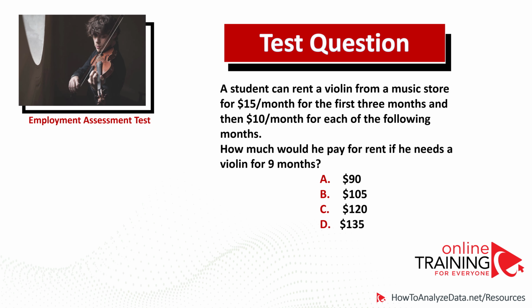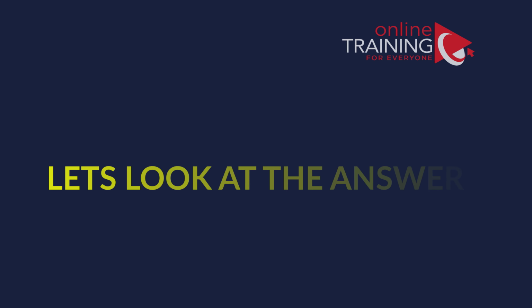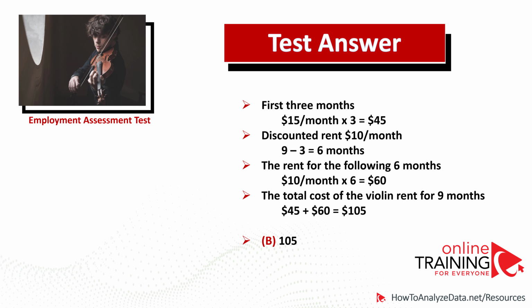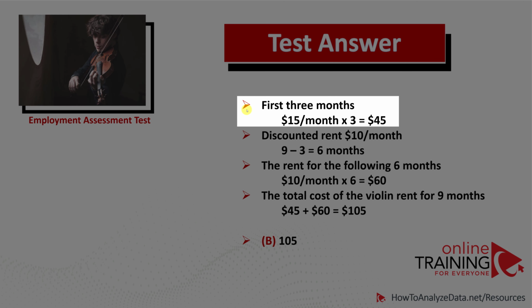Do you think you know the answer? Let's see if we can get to the correct solution together. To calculate correct values, we need to do 2 separate calculations. First, we need to calculate the value for the first 3 months, which would be an equivalent of the rent $15 per month multiplied by 3. The value would be 45. This is the total student will pay for the first 3 months.